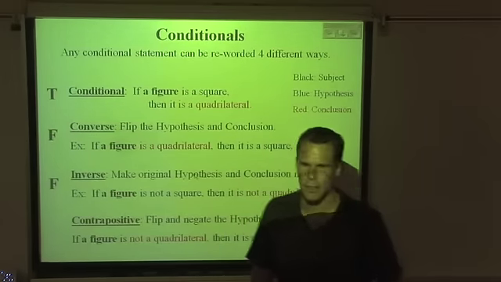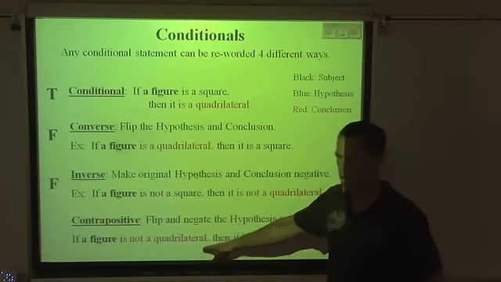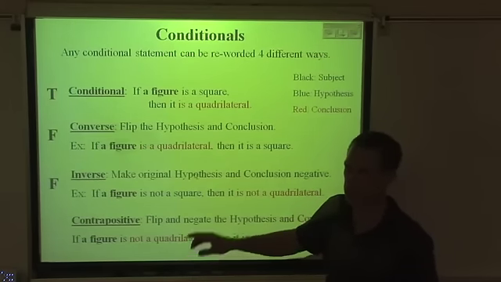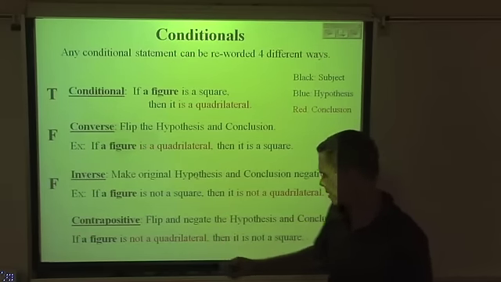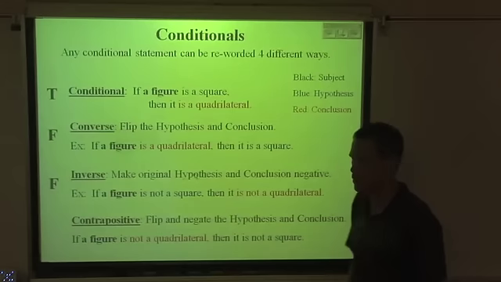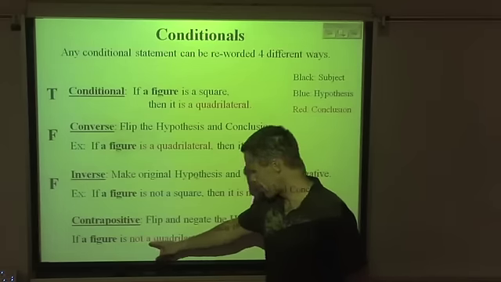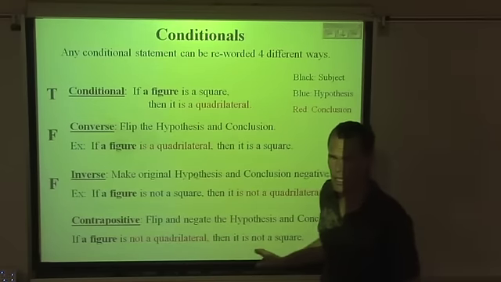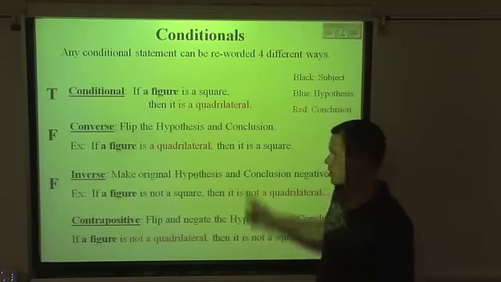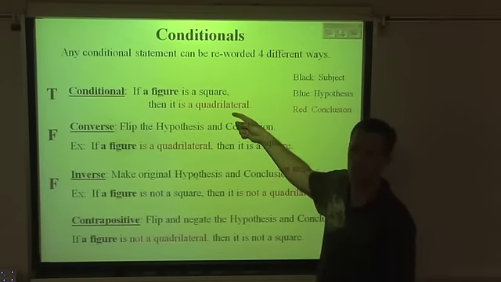Finally, the contrapositive. If a figure is not a quadrilateral, okay, so it cannot have four sides, then it's not a square. Well, wait, this is true, because if it doesn't have four sides, then it can't be a square. Because if it was a square, it would be a quadrilateral.